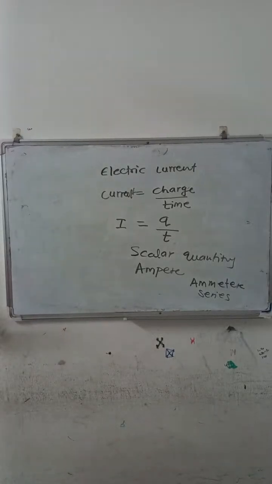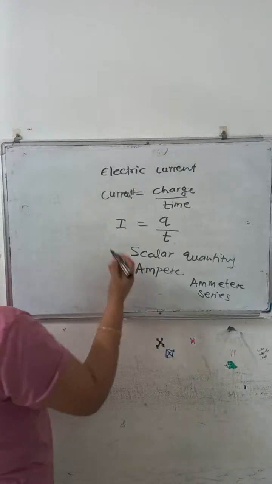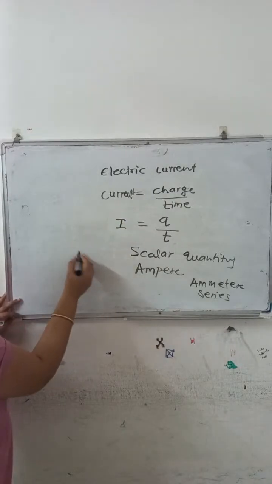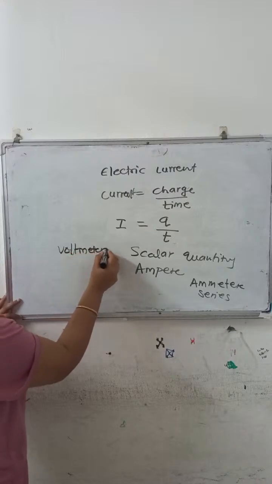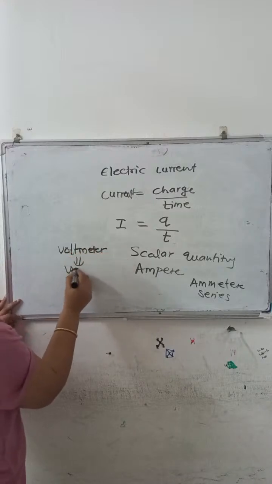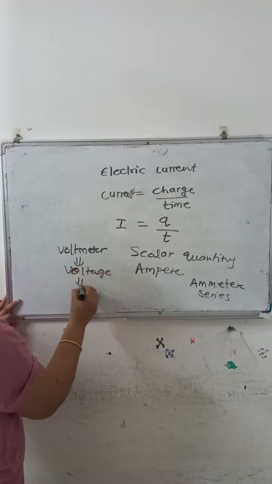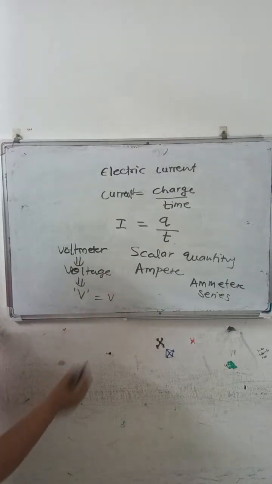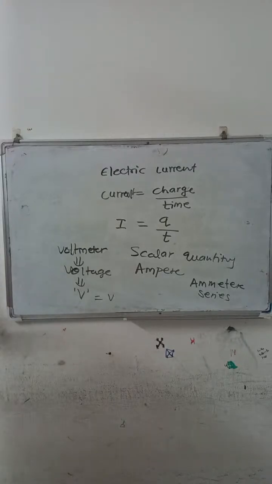Then we have one more device, the voltmeter, and the voltmeter is used to measure voltage. Voltage is denoted by the letter V, and the SI unit is also volt. After that we have Ohm's law. Take a screenshot of this first, then we'll go for Ohm's law.